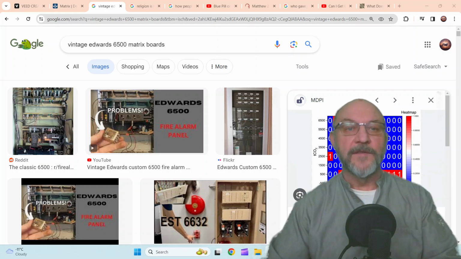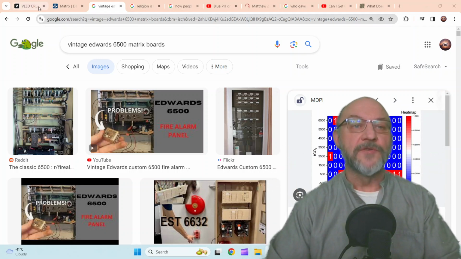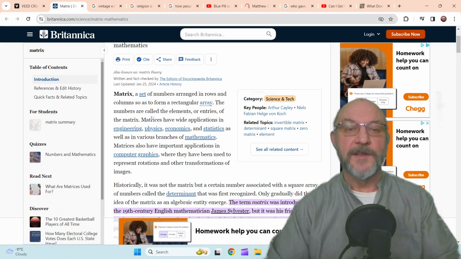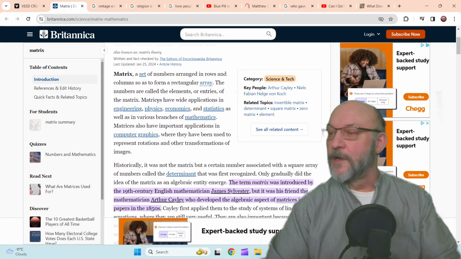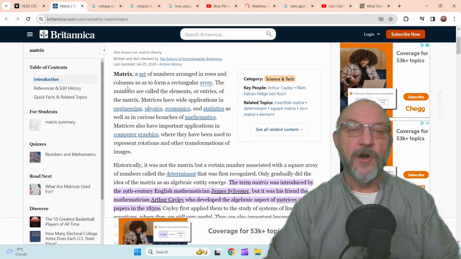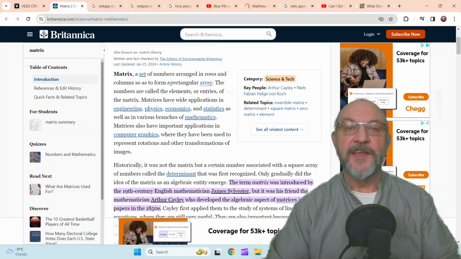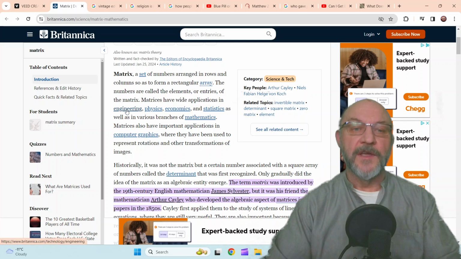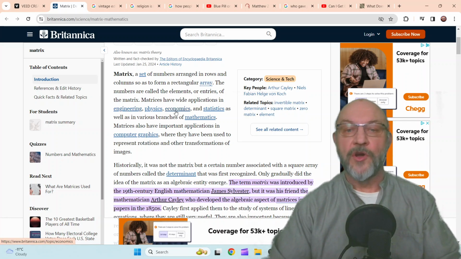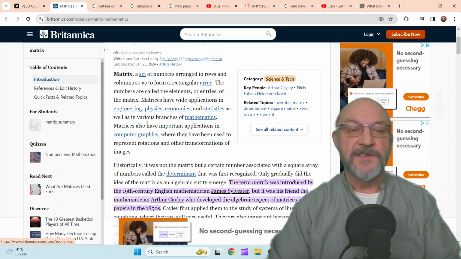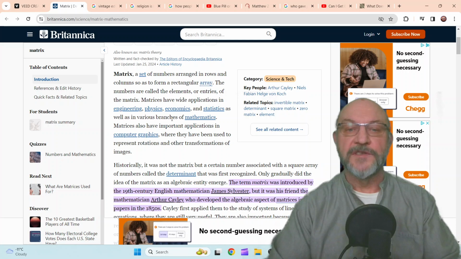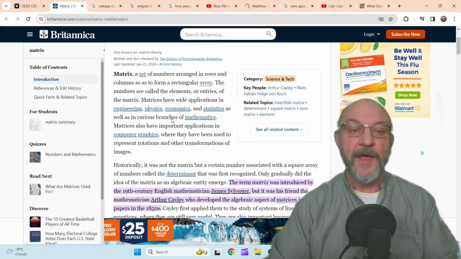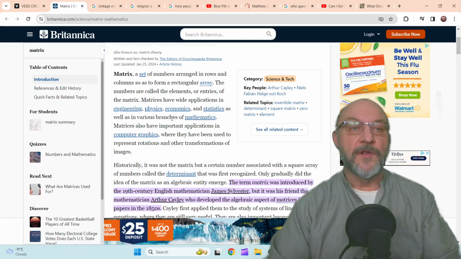And that's the very definition of matrix, believe it or not. It's a set of numbers arranged in rows and columns so as to form a rectangular array. The numbers are called elements or entries of the matrix, and matrices have wide applications in engineering, physics, economics, and statistics, as well as various branches of mathematics. So there's a lot of different uses.